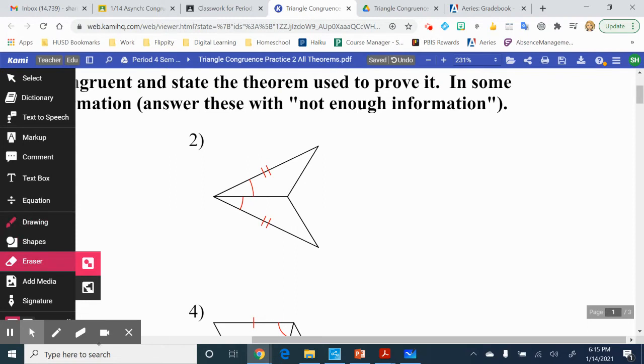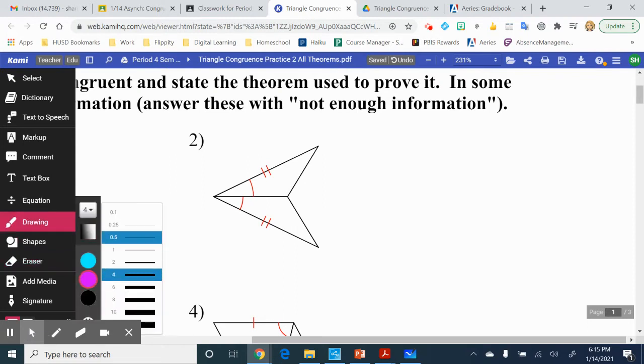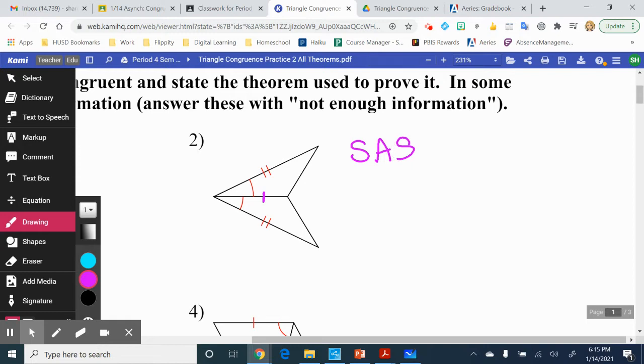All right, so we're going to go ahead, drawing, change this to 1. Maybe that'll be better. All right, and then we're going to just put a little mark here because I know this side is congruent to this side. And remember, that's the reflexive property. And so we know that this side, this angle, and this side is congruent. So this would be congruent by side, angle, side.